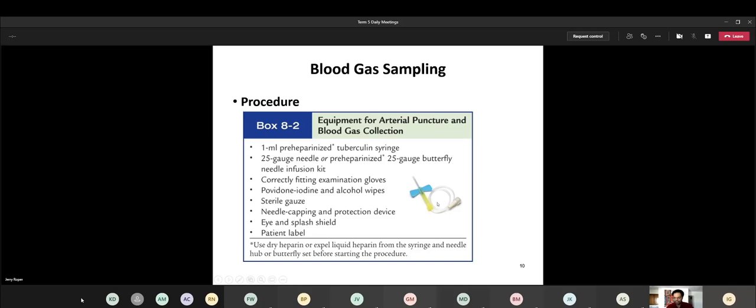So this box 8.2 is from the chapter, and these are some of the basic items that you're going to need in order to do a puncture with, say, a baby. This is really not anything out of the ordinary, except for maybe the fact that you've got this little 25 gauge butterfly syringe or needle.